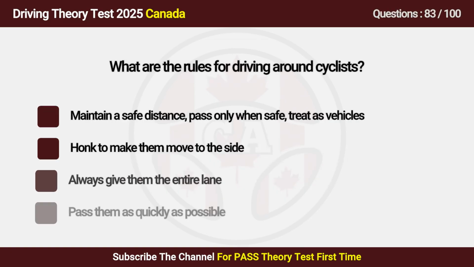Question 83. What are the rules for driving around cyclists? A. Maintain a safe distance, pass only when safe, treat as vehicles. B. Honk to make them move to the side. C. Always give them their entire lane. D. Pass them as quickly as possible.